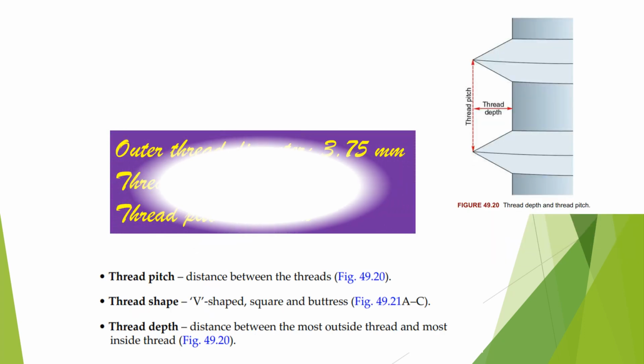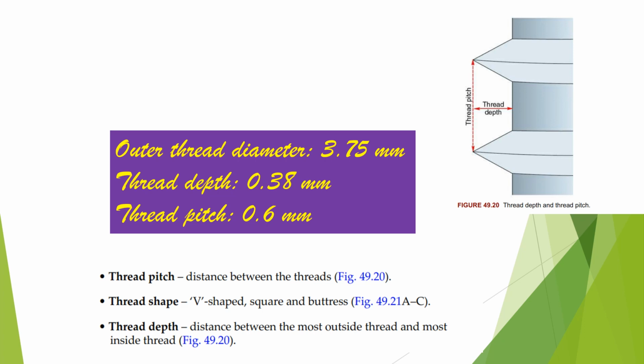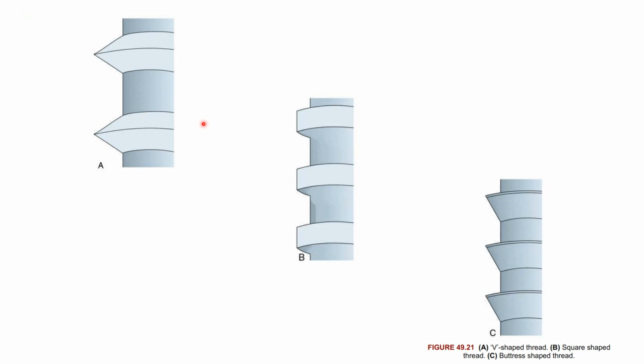The most common outer thread diameter is 3.75 mm. Thread depth is 0.38 mm and thread pitch is 0.6 mm. This is the thread pitch, that is the distance between the threads. And the thread depth is the distance between the most outside thread and the most inside thread. According to the thread shape, they are of three types: V-shaped, square and buttress. This is the V-shaped thread, this is the square-shaped thread and this is the buttress-shaped thread.